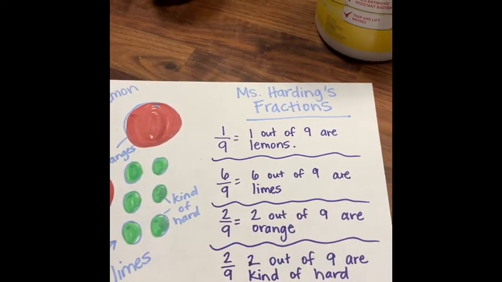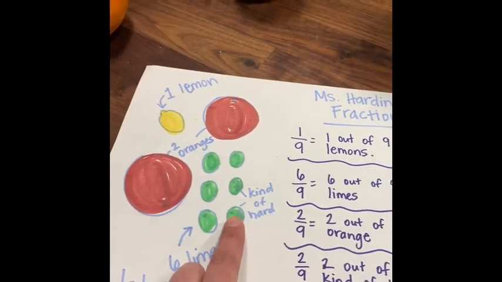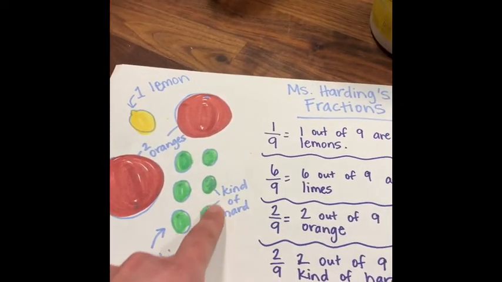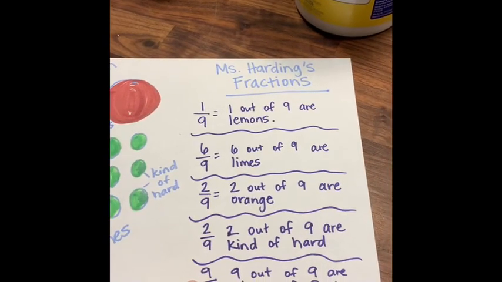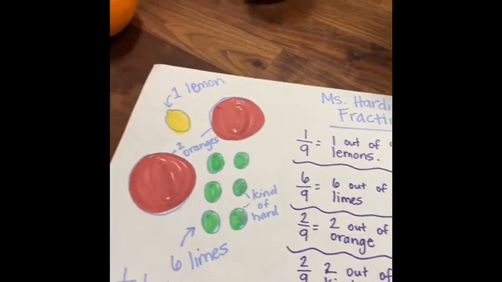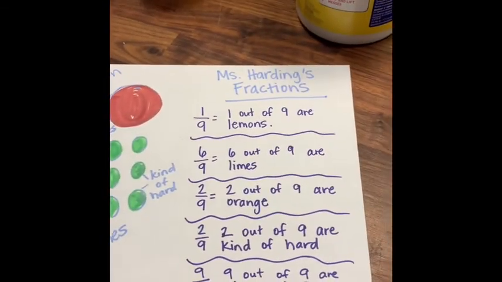And then 2 out of 9 of the pieces of fruit are kind of hard. Remember I mentioned 2 of those limes were kind of not feeling so good anymore. So they were kind of hard. And then 9 out of 9 pieces, they're just all fruit. The whole thing is a group of fruit. So I could say 9 out of 9 are pieces of fruit.